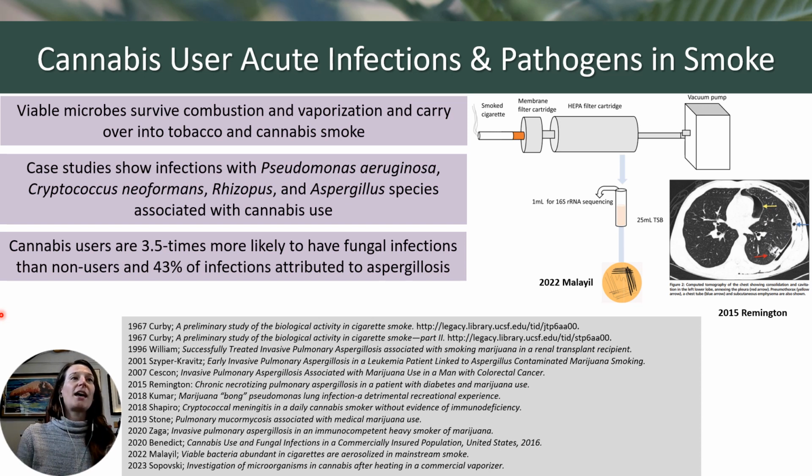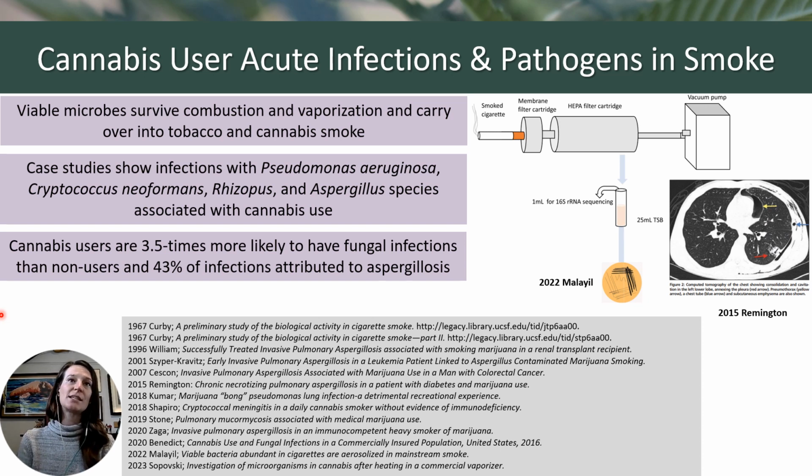We also know, based on case studies, that Pseudomonas aeruginosa, which is a bacterial species, and Cryptococcus neoformans, Rhizopus and Aspergillus, those last three being fungal opportunistic pathogens, are all associated with cannabis use and infections. Cannabis is still a Schedule I drug. It makes it very challenging for researchers, both on the medical side and on the scientific laboratory side, to thoroughly study and understand some of these risks.